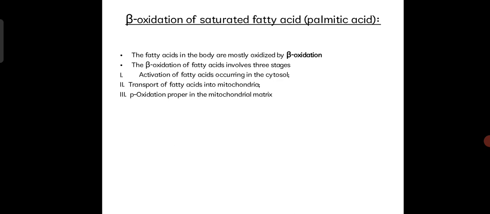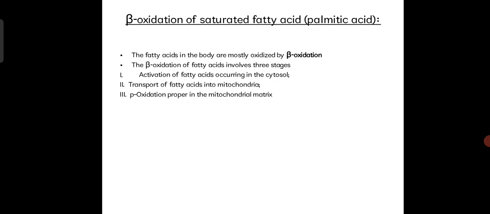So beta oxidation, what is beta oxidation? Beta oxidation means the oxidation of fatty acids using the beta carbon atom. So in our body, most of the fatty acids are oxidized by beta oxidation. There are three steps involved in this beta oxidation.